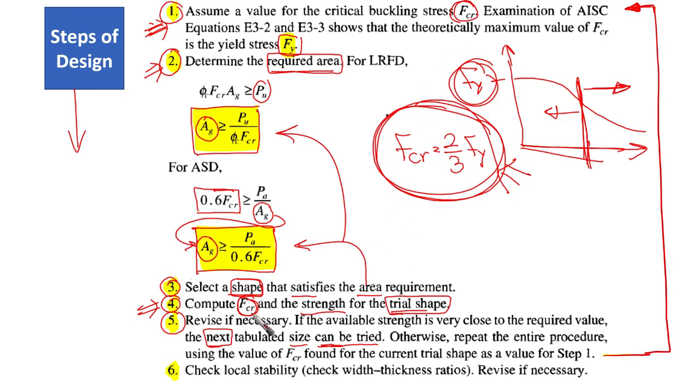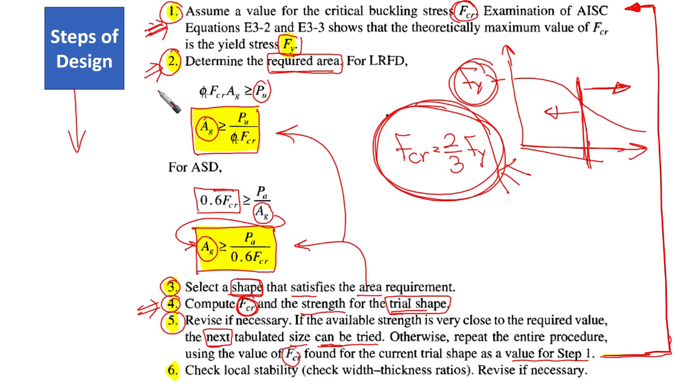If the computed FCR is very small and you assumed FCR to be very large, then halfway between them might be your new assumption, and you are going to make another trial. Otherwise, repeat the entire procedure, using the value of FCR found for the current trial shape as the value for step 1. So we're going to start with FCR again, go to step number 1 again and repeat what you have done.